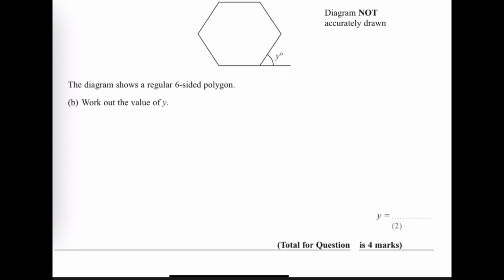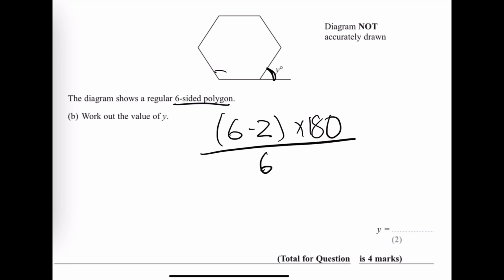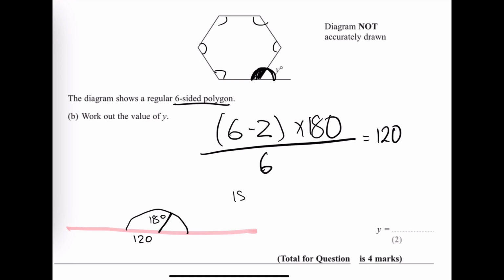So the diagram shows a regular 6-sided polygon. Work out the value of y. So 6-sided will do the same, where it's 6 minus 2, and we times that by 180. And we'll divide by 6 because we know that they are all equal in size. So we can just divide by 6 to see how much just one angle is. This is so that we can find this one over here first. This is 120. So in a straight line, as I've said before, this whole angle is 180. So since we have this part over here, we know that this is 120. We can just minus 120 from 180 so that we can find out what the remaining is, which is the y over here, which is 60.